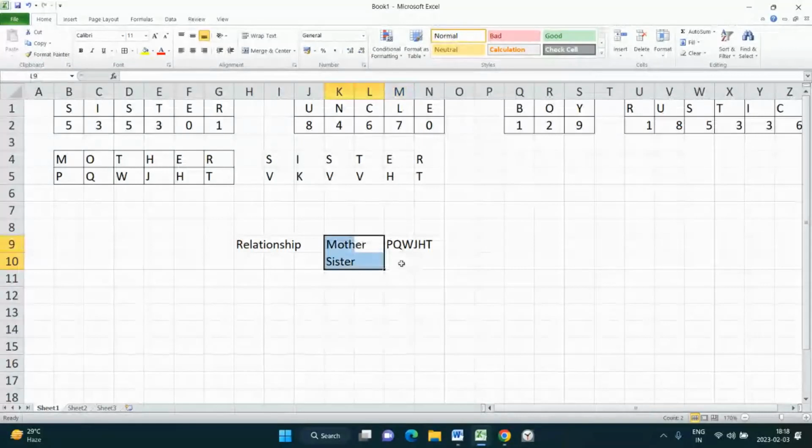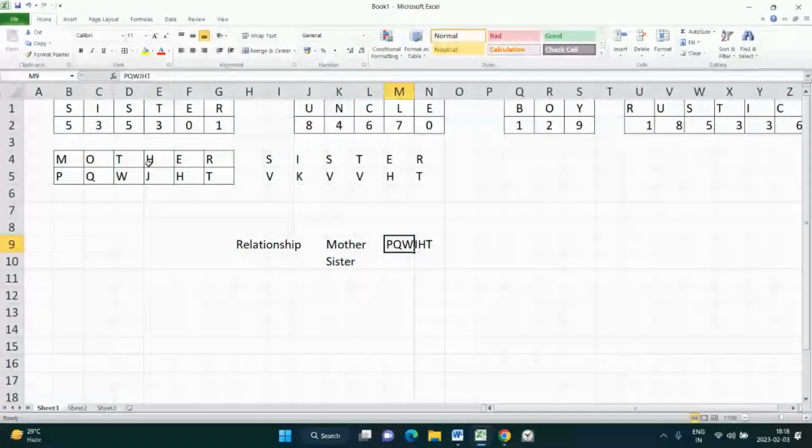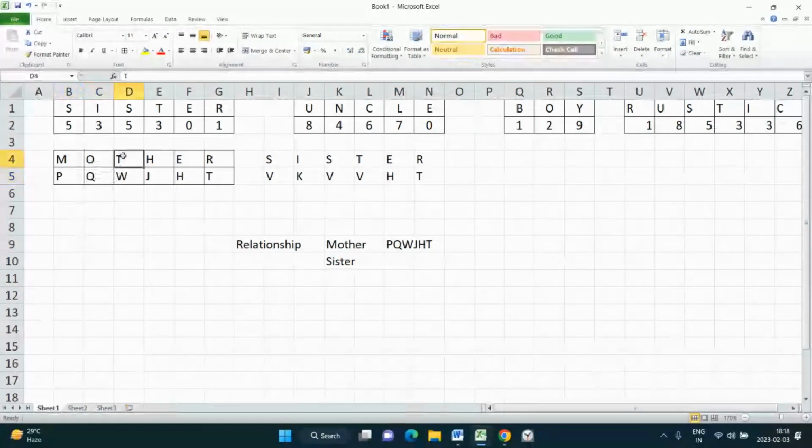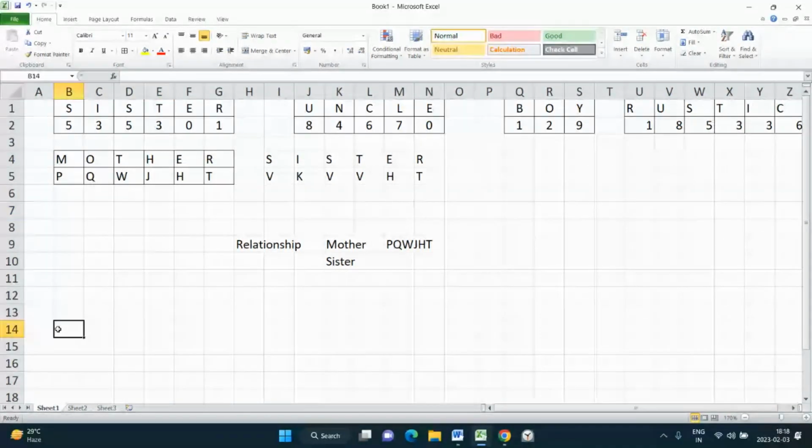For me to use the same technique, I want to know how each one of the characters is converted. I will just write A to Z. I have A to Z here on the top. Now, between M and P, where is M? M is here and P is here. There are two characters in between.